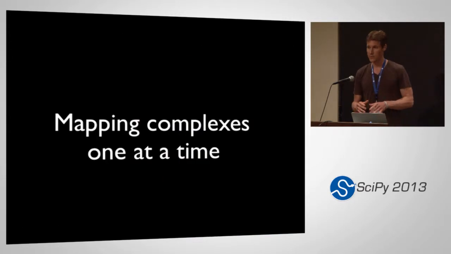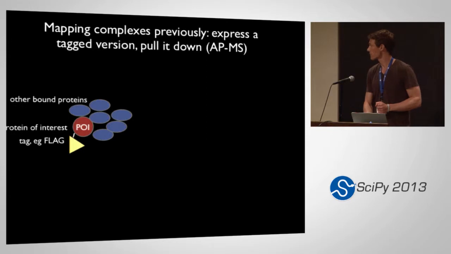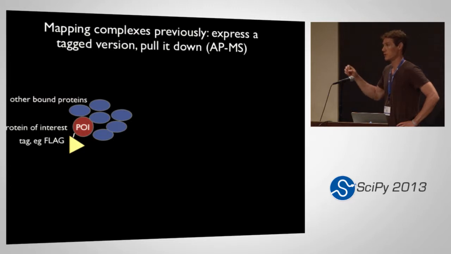Before I get into how we do it, I'll tell you how it's been done for the last several years, which is kind of a one-by-one process of mapping these out. So the simple gist of it is you choose a protein and you want to find the complexes that your protein is involved in.